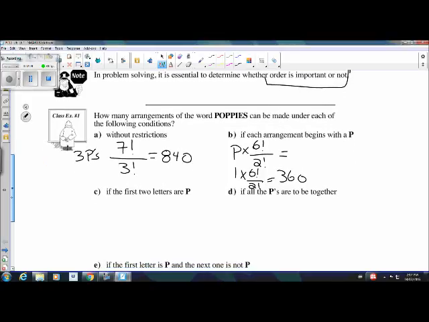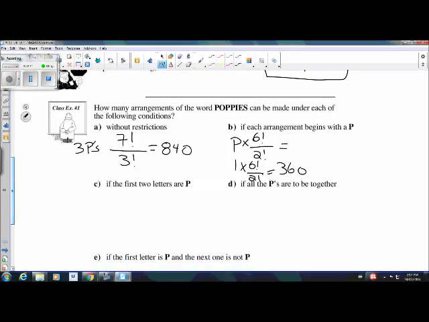C, if the first 2 letters are P's. So now I have 1 times 1. Those each need to be P's, but it doesn't matter which one, right? All those P's look identical, so I'm just going to have 1 P there, 1 P there. Then I have 5 letters left to place. Now there's only 1 P left in that arrangement. So this is simply equal to 5 factorial, which is 120.